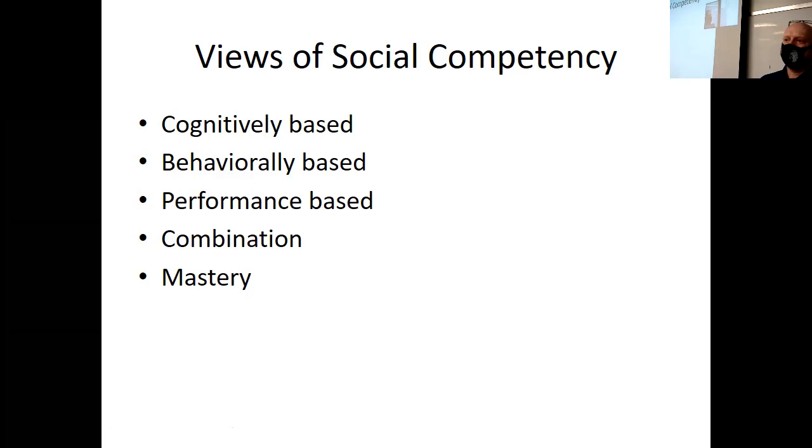Some of the things that can affect social competency can be cognitively based. They may not have the cognitive skills to understand what is appropriate and what is not in a social interaction. Sometimes it's behaviorally based, where I think of a kid with ADHD that just won't sit still in the classroom, won't listen.